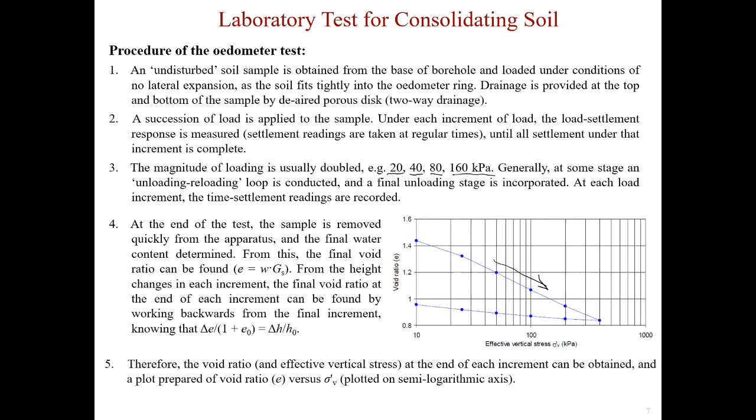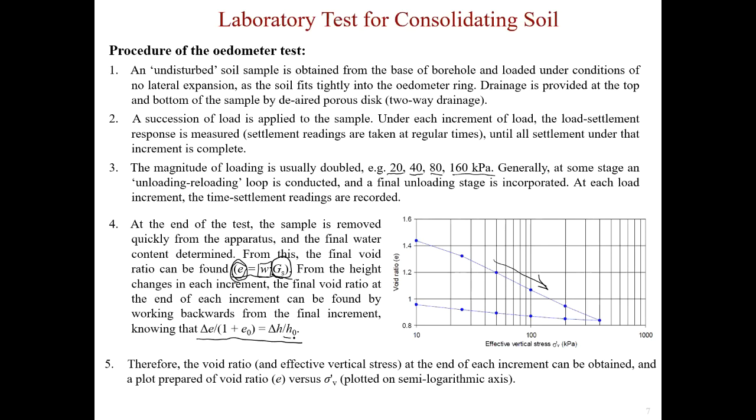And at the end of the test, we remove the sample from the apparatus and measure its water content. Then from e equals w times Gs, if we measure the water content for a specific type of soil, we know its Gs, so we can work out the void ratio. So this is the final void ratio of the soil sample. And also based on the height change of each increment, and according to this relationship, delta e divided by 1 plus e0, the final void ratio at the end of each increment can be found accordingly.